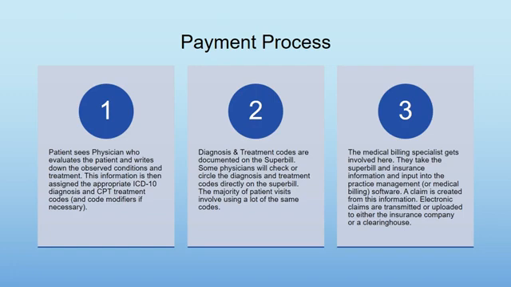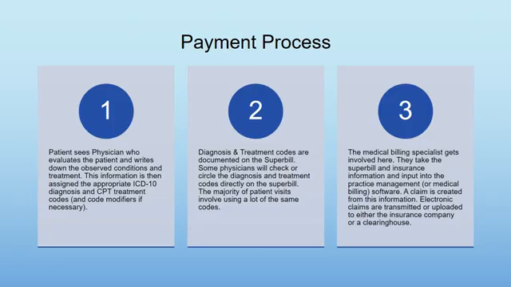receive. The diagnosis and treatment codes are typically documented on a superbill, and sometimes the physician or the provider will check or circle the diagnosis and treatment and add any modifiers to indicate any modifications to the treatment. And then the medical billing specialist will get involved here.